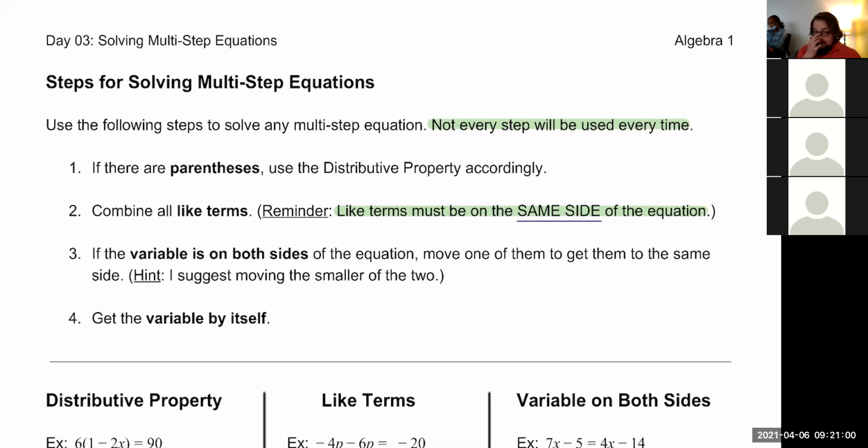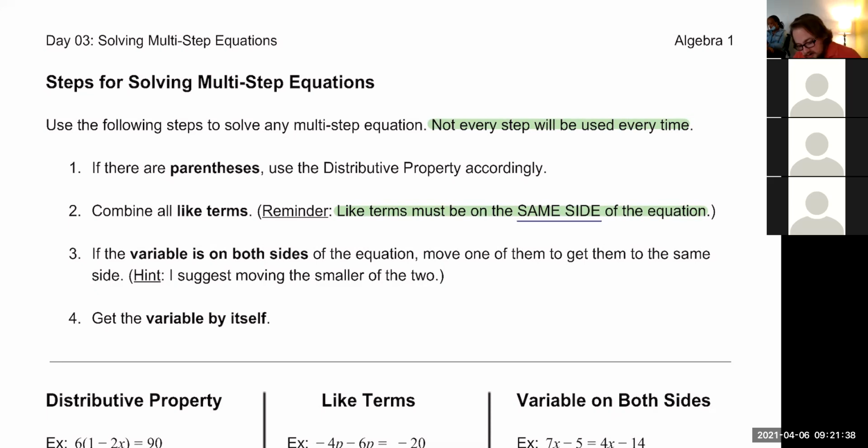Once those are taken care of, step 3 is you need to ask yourself whether or not the variable is on both sides of the equation. And the reason for this is often, as we see later on, the variable that we're solving for sometimes is scattered throughout. You might have two x's on the left-hand side, an x in the parentheses on the right and an x outside the parentheses on the right as well. You never know where it's going to be. But at this point, if it's still on both sides of your equation, you need to move one of them so that it's on the same side. You can't get it by itself if it's all over the place.